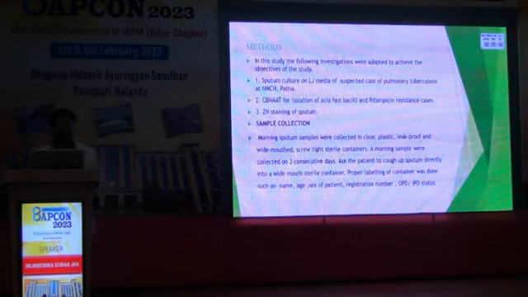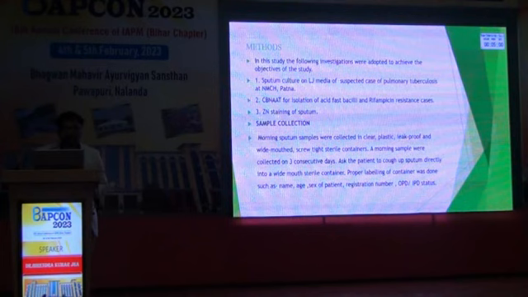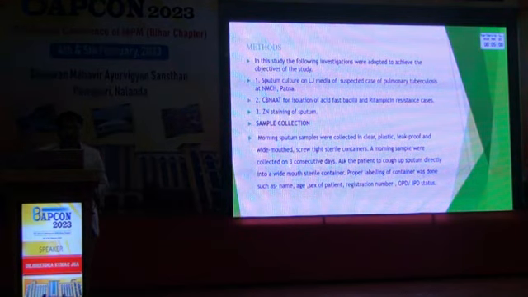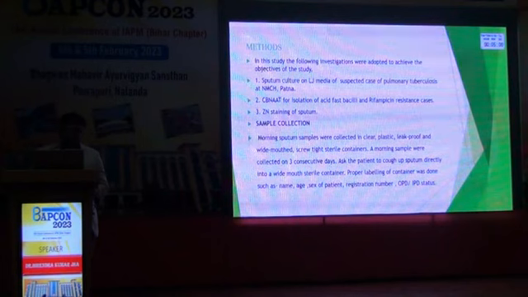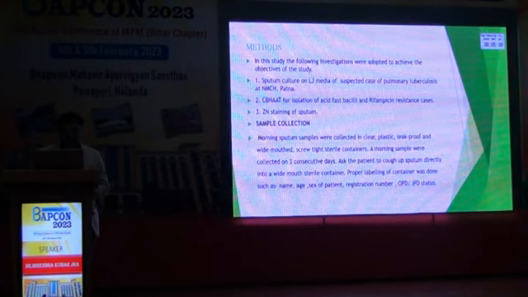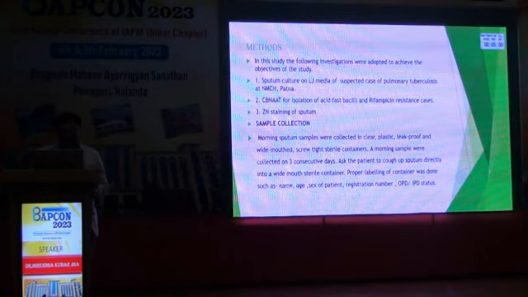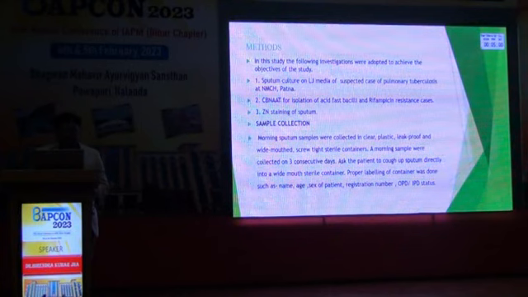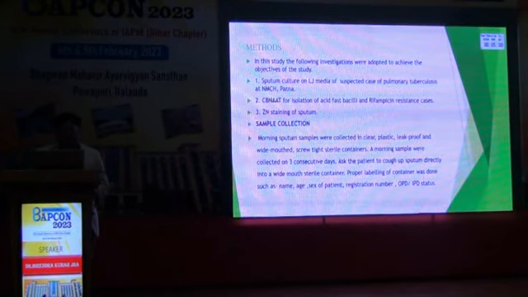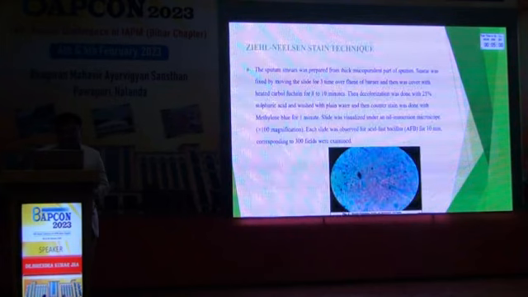Materials and methods in this study: sputum culture on LJ media of suspected cases of pulmonary tuberculosis, CBNAAT for isolation of acid-fast bacilli and detection of rifampicin resistance cases, ZN staining of sputum. Sample collection: morning sputum samples were collected in clear plastic, leak-proof, wide-mouth, screw-tight sterile containers. A morning sample was collected on 3 consecutive days. The patient was asked to cough sputum directly into the wide-mouth sterile container. Proper labeling of the container was done, such as name, age, sex of patient, registration number of OPD or IPD.